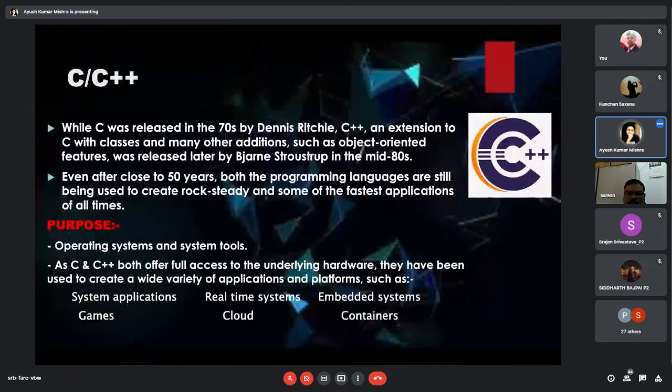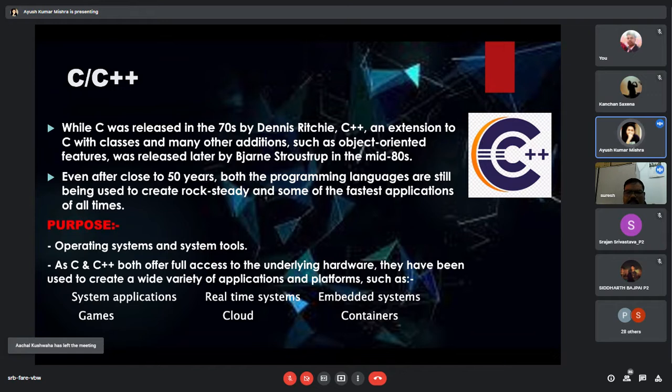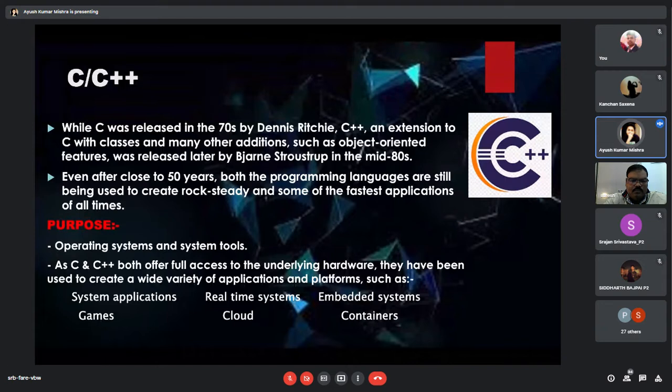The next language is C and C++. While C was released in the 70s by Dennis Ritchie, C++, an extension to C with classes and many other additions such as object-oriented features, was released later by Bjarne Stroustrup in the mid-80s. Even after close to 50 years, both the programming languages are still being used to create rock-steady and some of the fastest applications of all time.